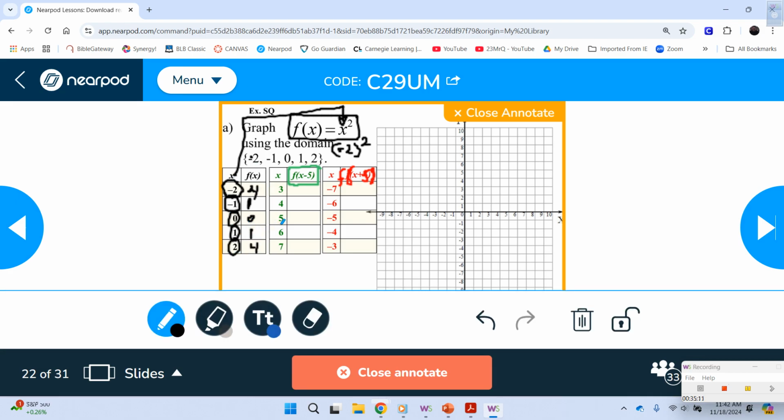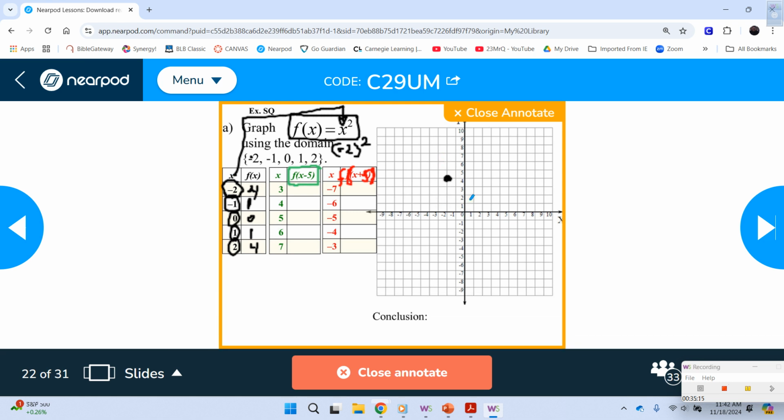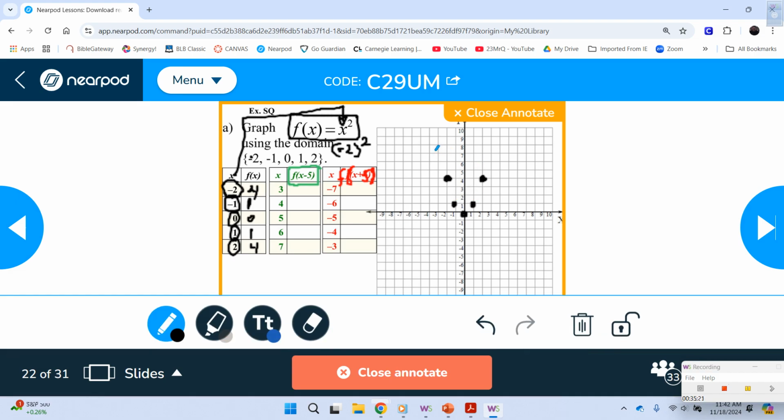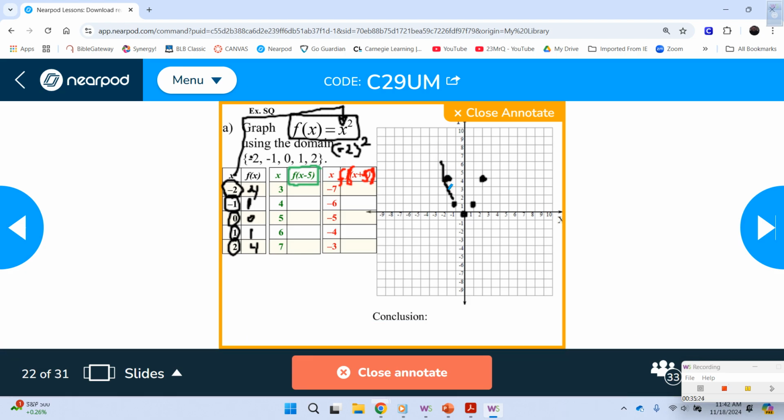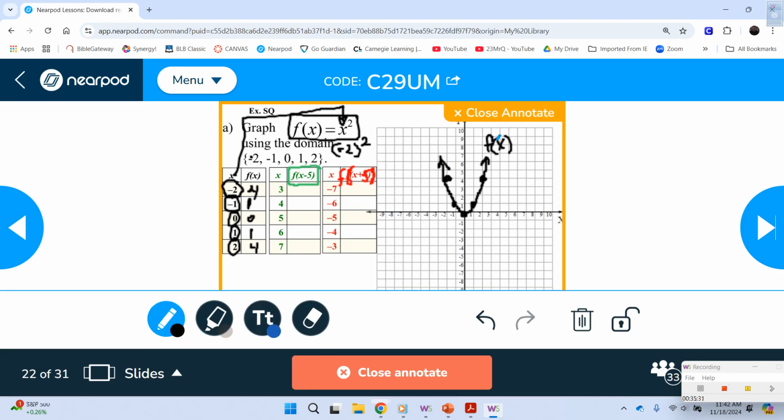4. Let's graph our original f of x. Negative 2, 4. Negative 1, 1. 0, 0. 1, 1. 2, 4. And then you graph your curve like this. And we label this one f of x. All right, let me pause the music really quick in the back.